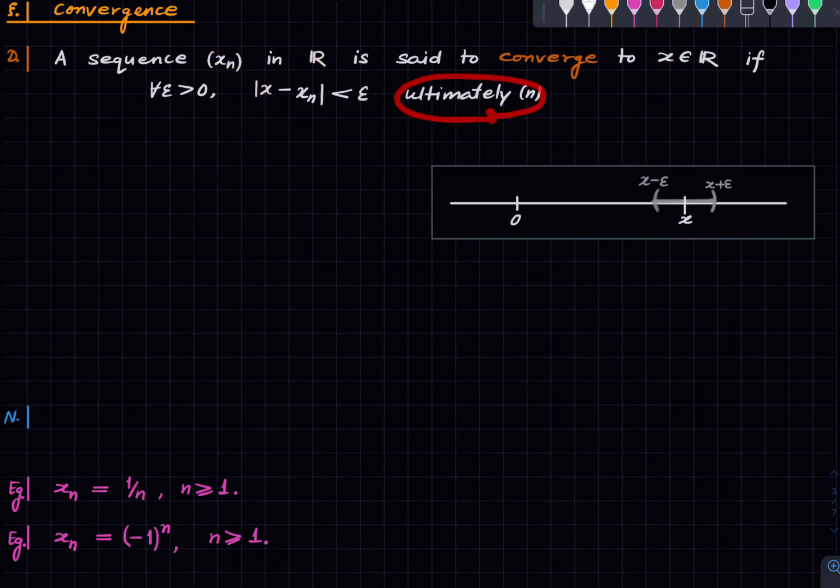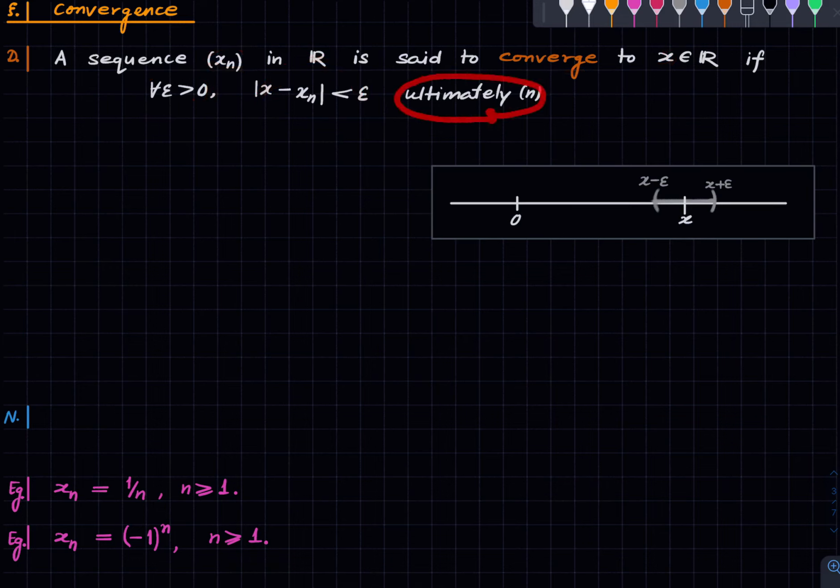And therefore, this thing happens whenever little n exceeds or is at least capital N, which is to say that 1 upon n is less than epsilon ultimately over n, which is to say xn in absolute value is less than epsilon ultimately over n. And that's it. So that's almost a complete proof of this statement, and you can fill in the details that you find missing.